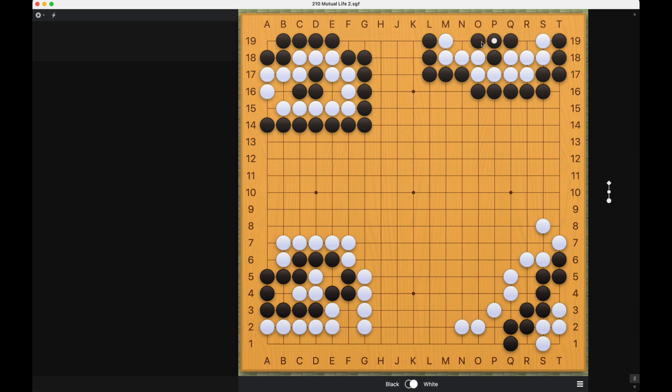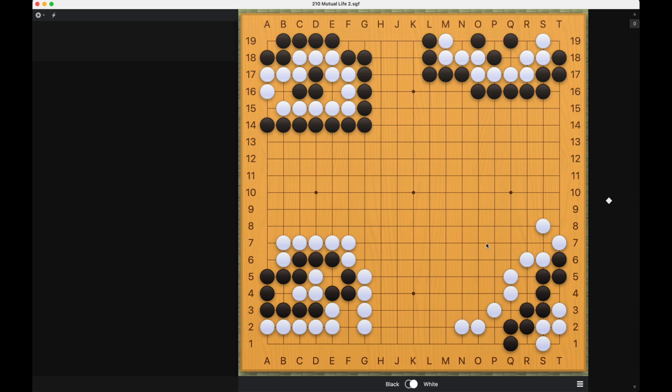If white plays, white can only capture a pyramid 4 or farmer's hat, which is a dead shape. So white is frozen and black cannot play. If black plays, white will capture a 5 space eye, which is alive. Same with this. White will be alive. So this is actually a mutual life pattern.